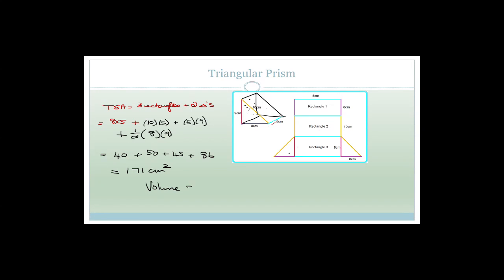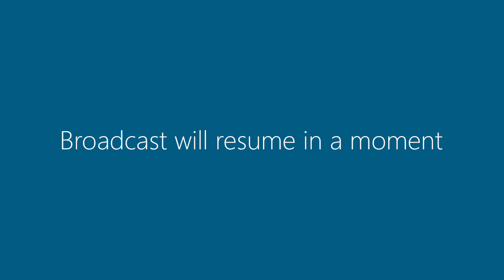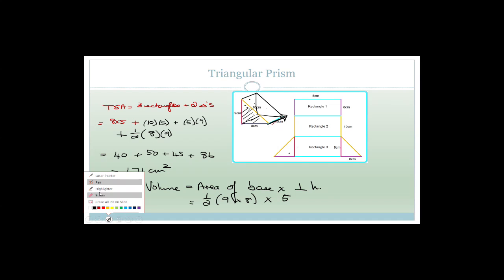Okay, now remember the volume is always the area of the base multiplied by the perpendicular height. So in this case, the base, because it's a triangular prism, is this triangle, which is going to be a half times 9 times 8 times the perpendicular height, which in this case is 5. So you need to remember that when you're working these things out, you can't just decide that you're going to use this rectangle at the bottom here as your base, because then you're not taking into account the fact that this is a triangle.